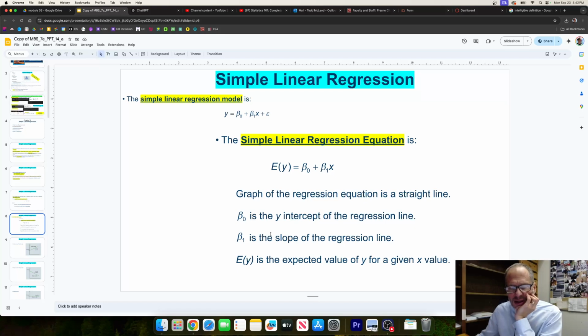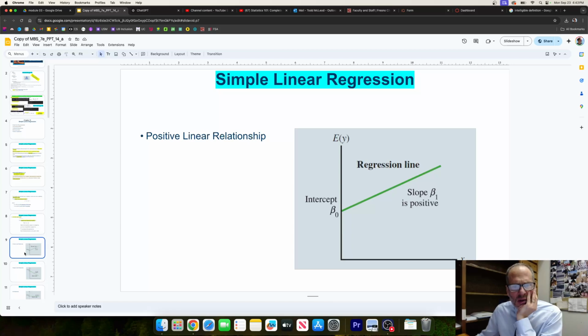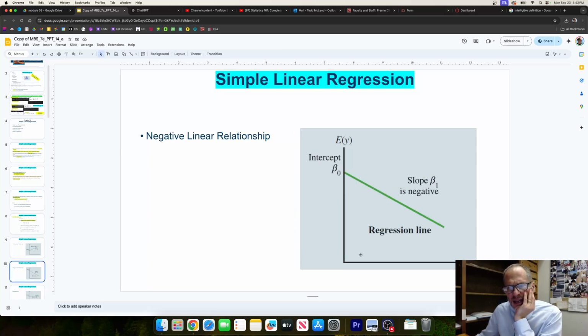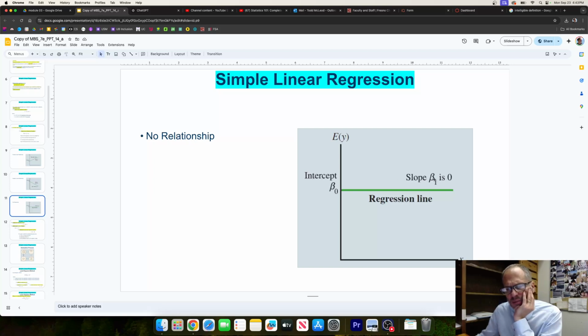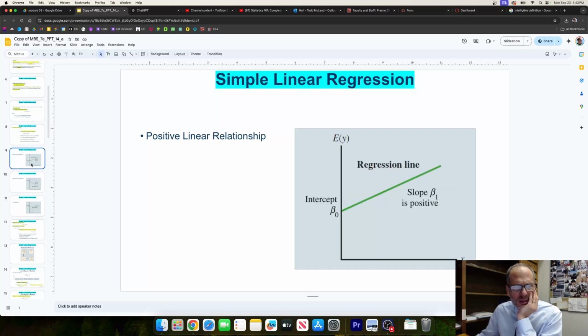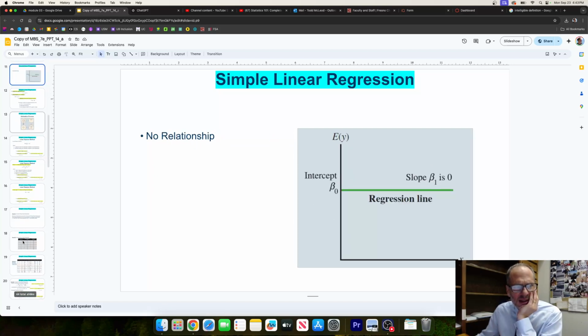Beta 1 is the slope of the regression line. And E(y) is the expected value of y for a given value of x. So positive linear relationship: here's your y-intercept, and your slope beta 1 is positive. That's the regression line. And a negative linear relationship: here's your y-intercept at beta naught, and beta 1 is negative, so there's your negative regression line. And then here slope beta 1 is 0, and your y-intercept is beta naught. So that's no relationship. Positive, negative, none in terms of relationship.